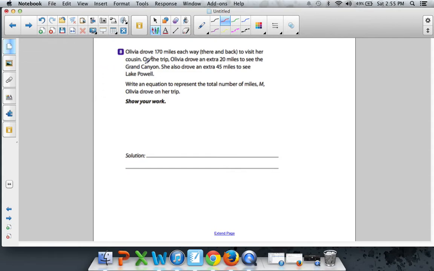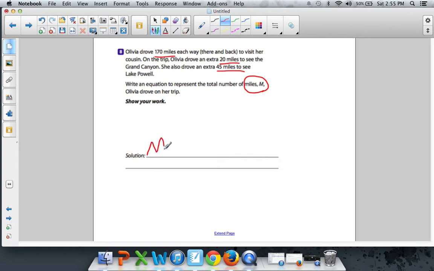Here we go. Olivia drove 170 miles. If I were you, I would underline every piece that has a number or something in it, okay? Each way, there and back, to visit her cousin. On the trip, Olivia drove an extra 20 miles to see the Grand Canyon. She also drove an extra 45 miles to see Lake Powell. Write an equation to represent the total number of miles, M, Olivia drove on her trip. So the answer is going to be for M, miles.